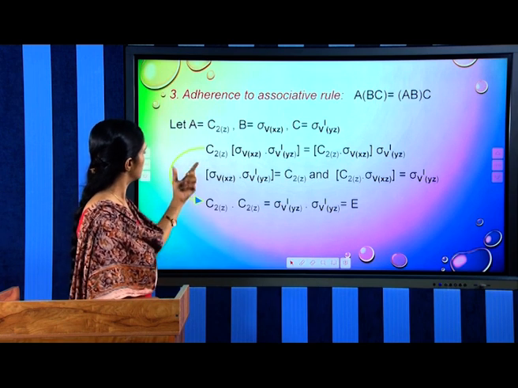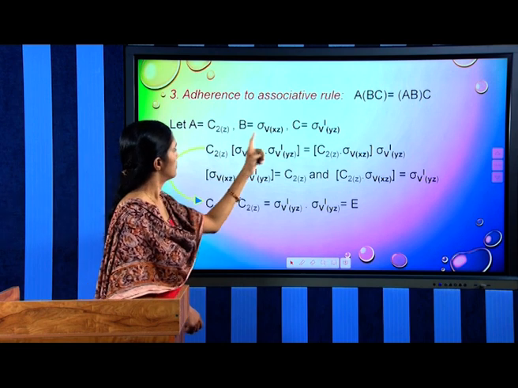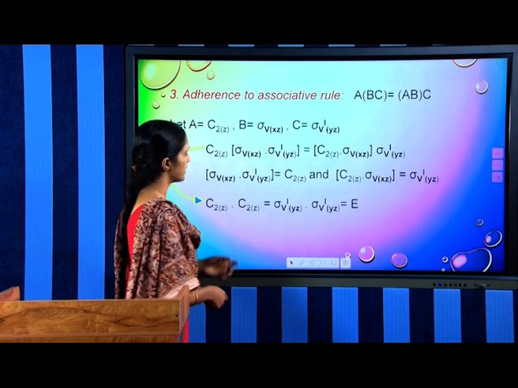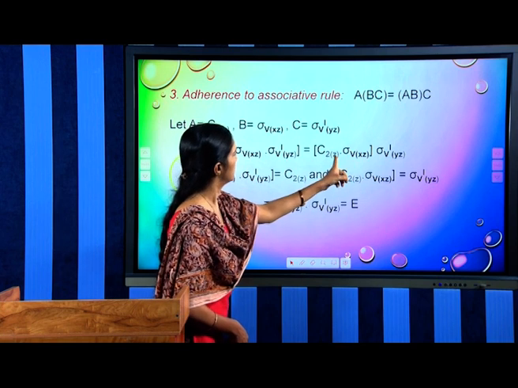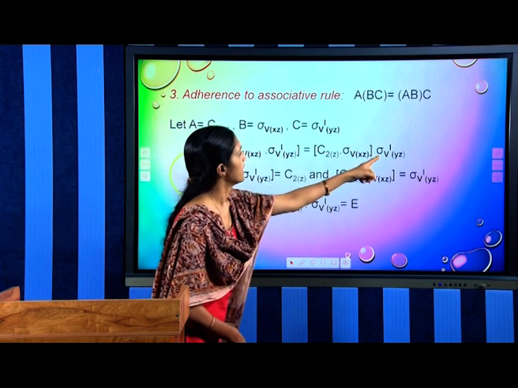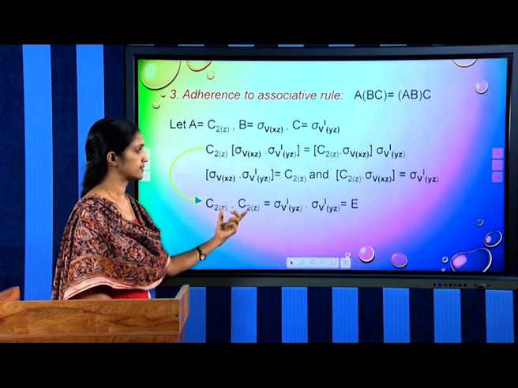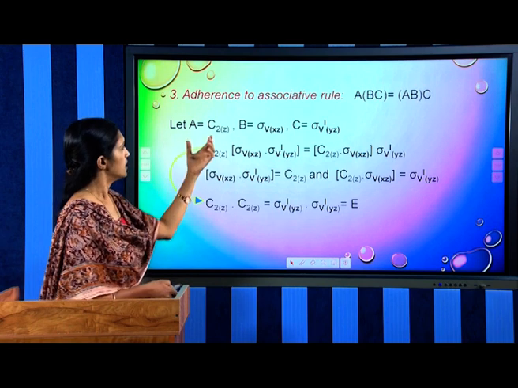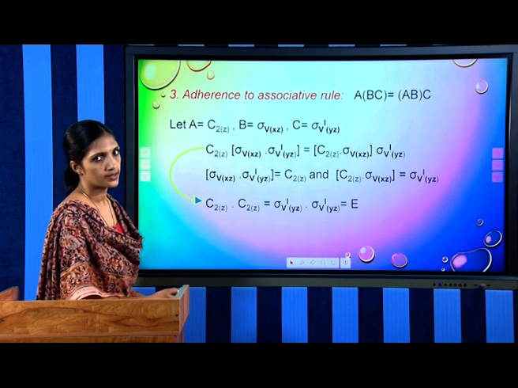So, we can substitute here, this equation will change to C2z into the result of this, C2z. So, we are writing C2z. Then here also the result of these operations will be sigma v dash yz. So, sigma v dash yz into again sigma v dash yz. So, the operations are repeated twice, so that it will be equal to identity. So, the elements of the group obey the associative rule.